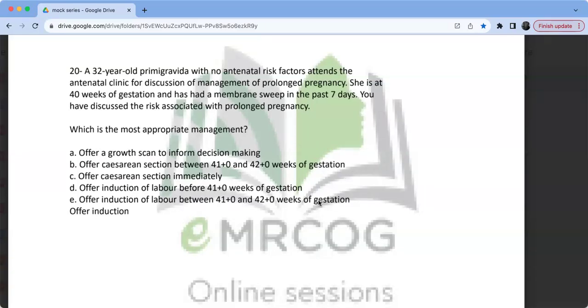Okay, so in this question number 20, a 32-year-old primip with no antenatal risk factor attended the antenatal clinic for discussion of management of prolonged pregnancy. She is at 40 weeks of gestation and has had a membrane sweep in the past 7 days. You have discussed the risk associated with prolonged pregnancy with her. Which is the most appropriate management? Yes, you will advise the induction after she completes 41 weeks, right? Well done. Okay.